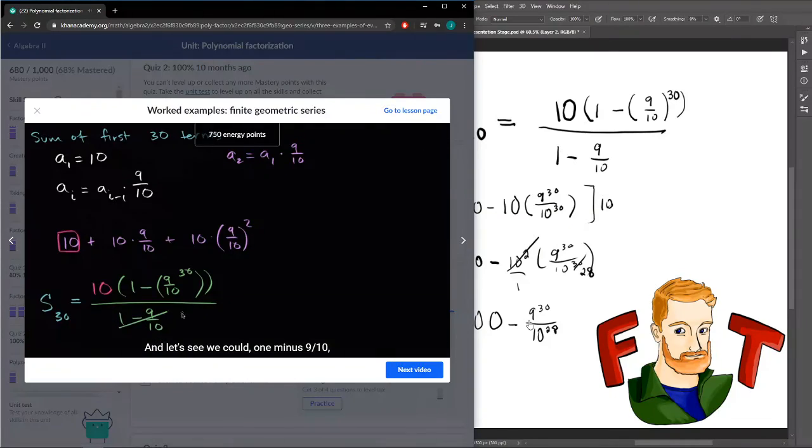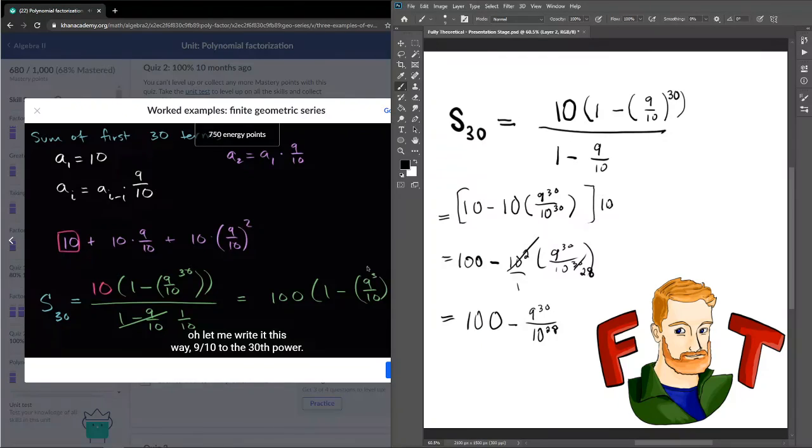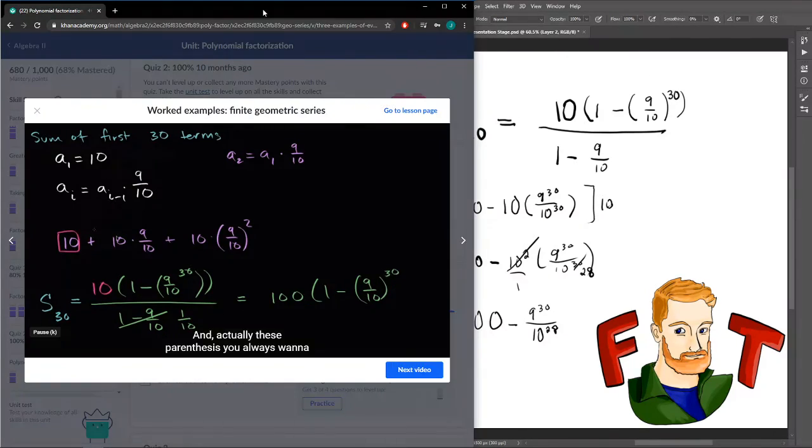1 minus 9/10. This is 1/10 right over here. You divide by 1/10. That's the same thing as multiplying by 100. So this is going to be 100 times 1 minus 9/10 to the, well, let me write it this way, 9/10 to the 30th power. And actually these parentheses, you always want to, so I can put parentheses there, just make sure we see that we're taking both the 9 and the 10, or the 9/10, the whole thing, to the 30th power, not just the 9. So there you go.